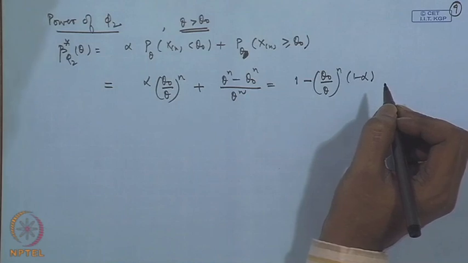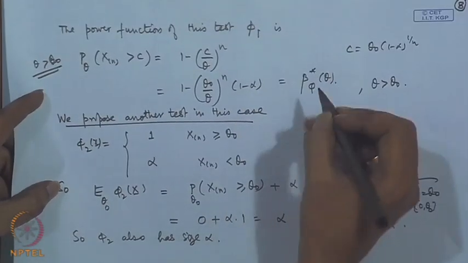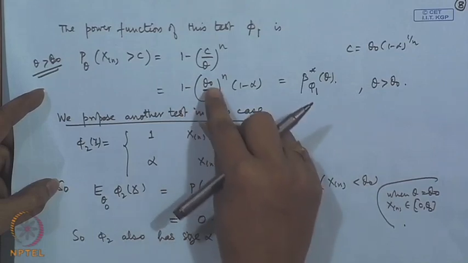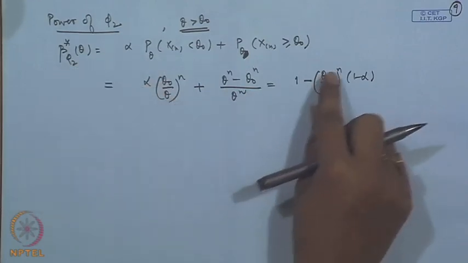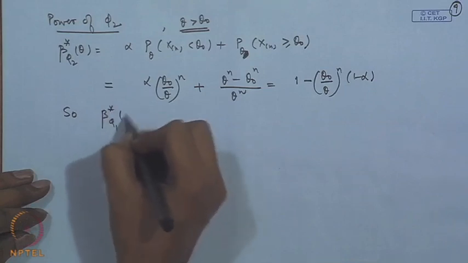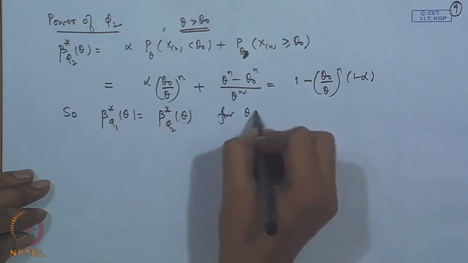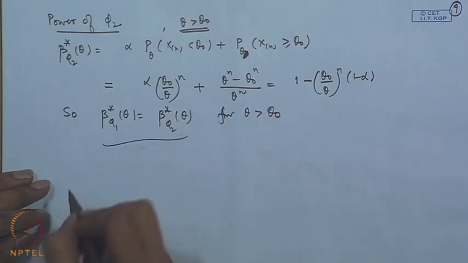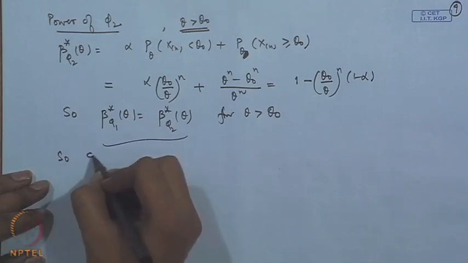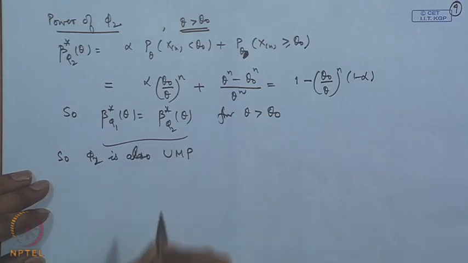Now, let us consider the power function of the phi 1. The power function of phi 1 was 1 minus theta naught by theta to the power n into 1 minus alpha. The power function of phi 2 is also same. So, what we have proved is that power functions of the two for theta greater than theta naught are the same. So, phi 2 is also UMP. Okay.